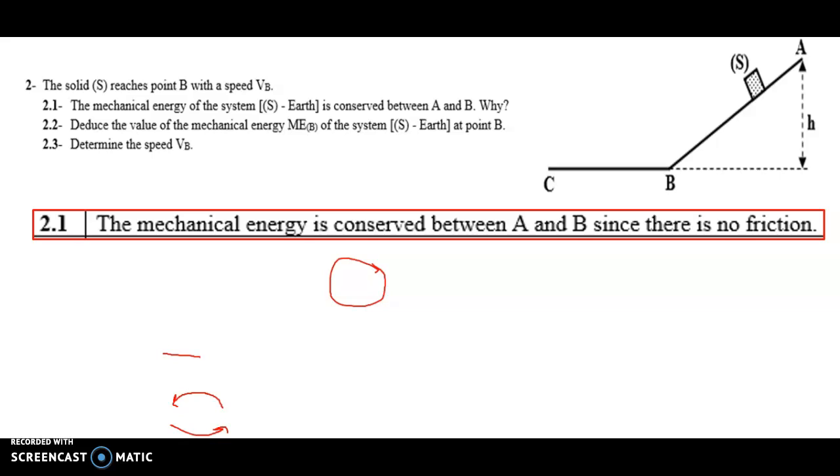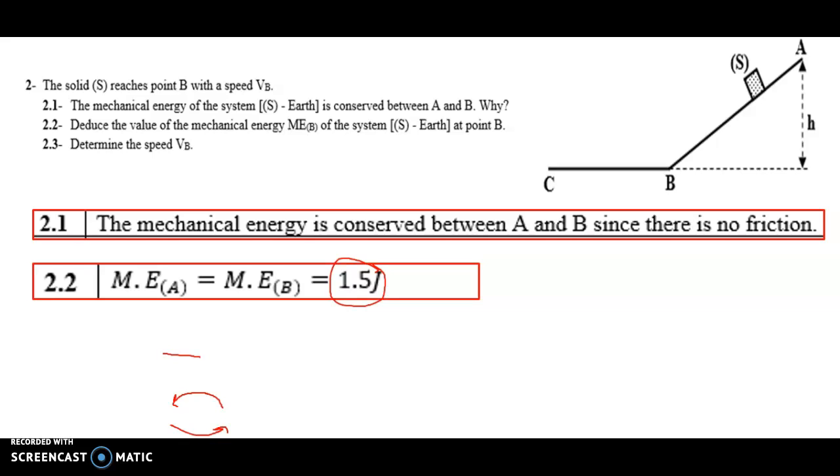Now deduce the value of the mechanical energy at B of the system as Earth at point B. If you thought about writing mechanical energy at B equals kinetic energy at B plus GPE at B, you won't be able to find the answer because you cannot find the kinetic energy at B till now because VB is unknown. So the question is deduce. This means that you have to make use of the conservation of mechanical energy. Mechanical energy at A equals mechanical energy at B equals 1.5 joules due to conservation of mechanical energy. A was calculated in the previous part.